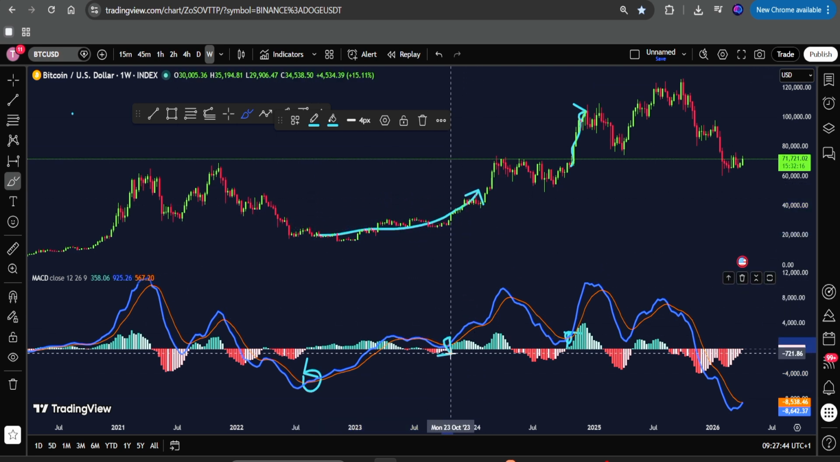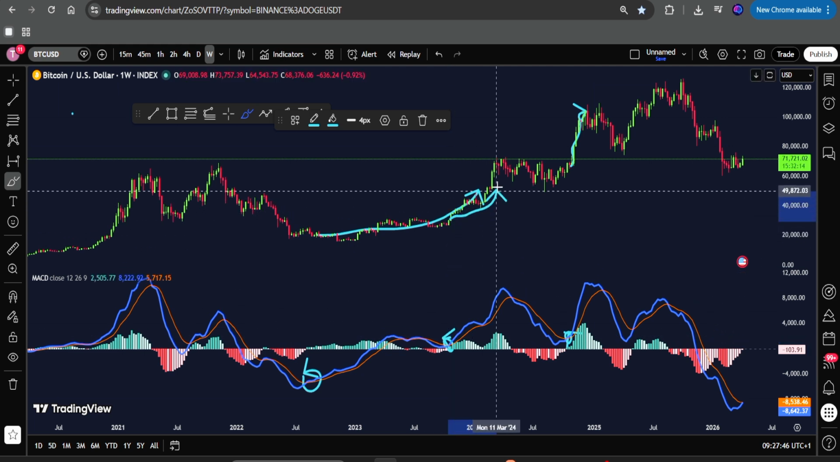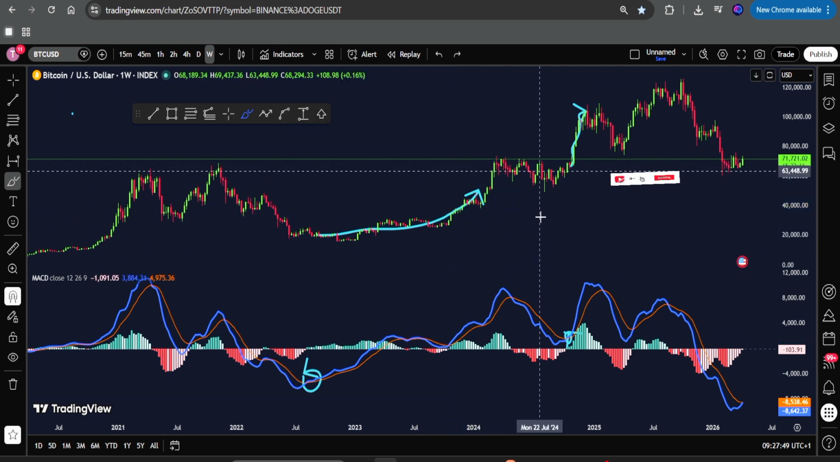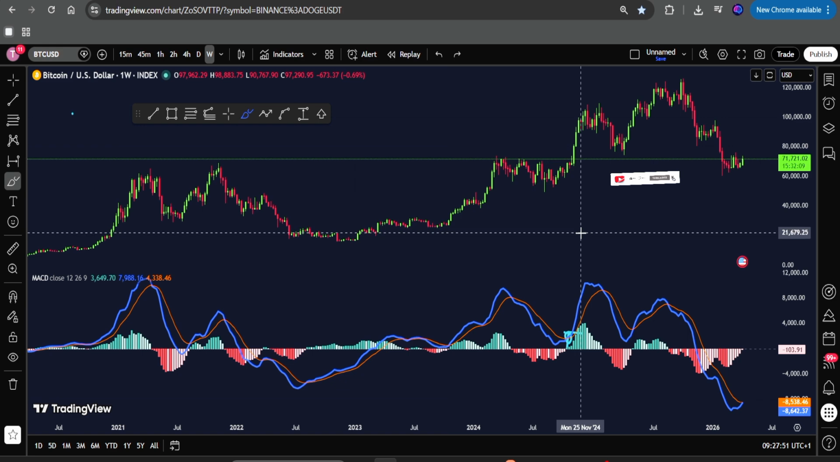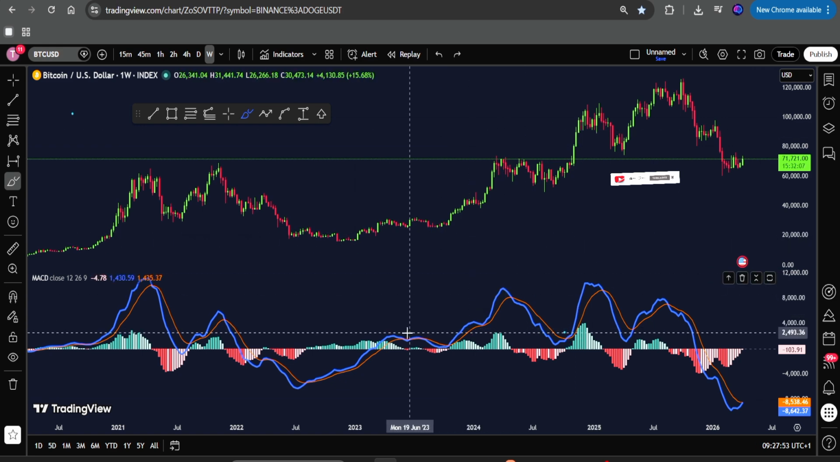And as well, if you take a look at another example here, you can see we saw the same scenario. But most times the crossover does fail, and I'm going to tell you when it has failed on different occasions.